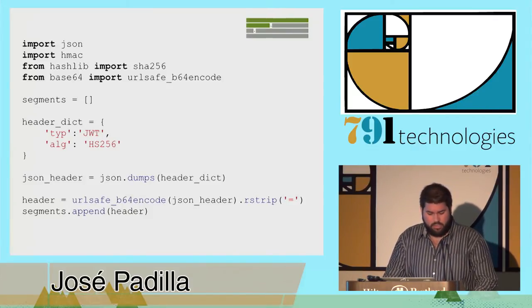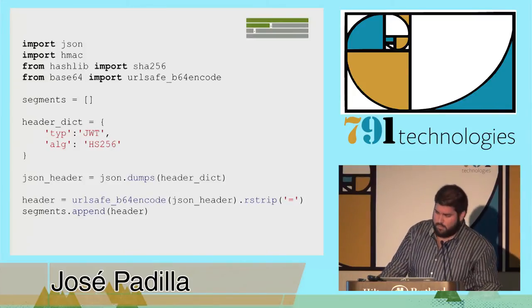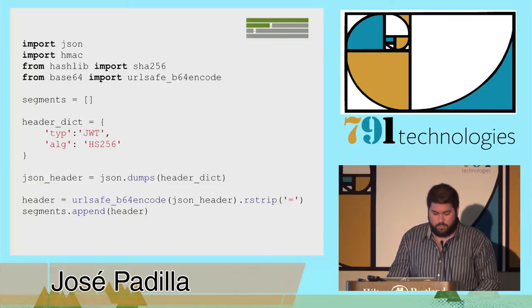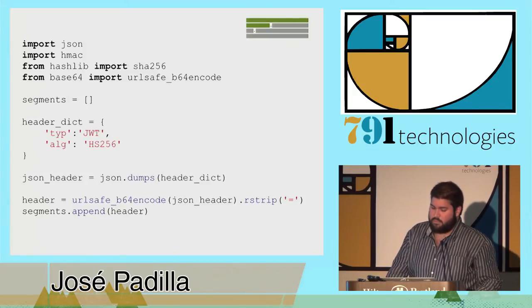The first thing we're going to be doing is creating a JSON string from our header dictionary. In this case, it contains the type and the algorithm, like I said before. So we create a URL safe Base64 encoded string, and we omit any equal signs from the end.